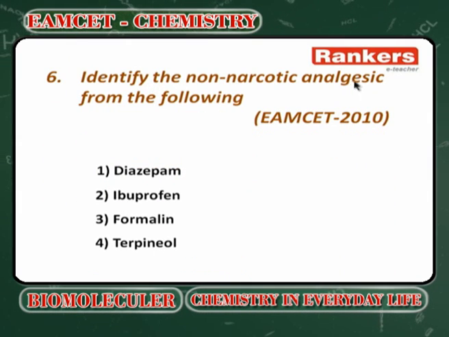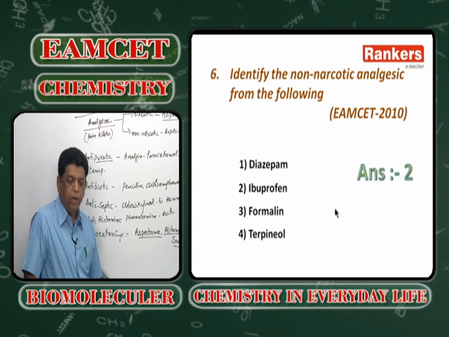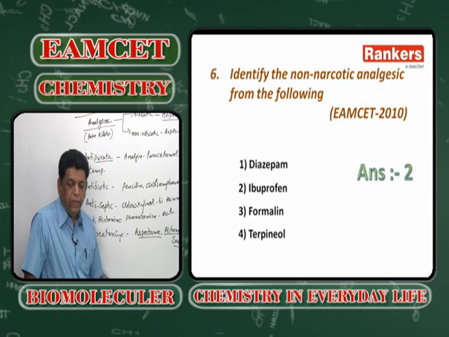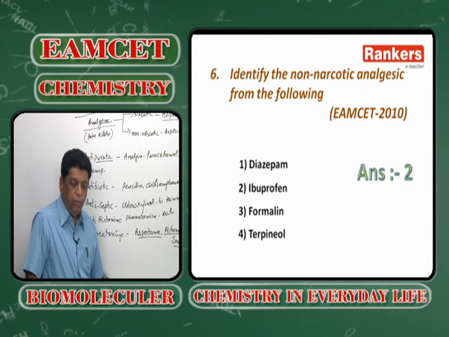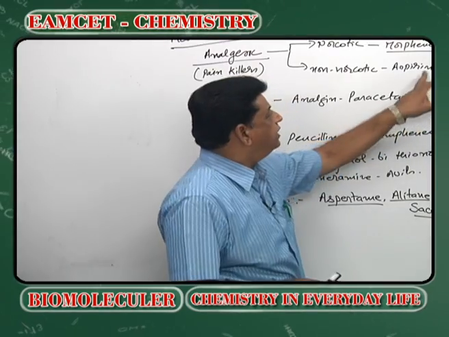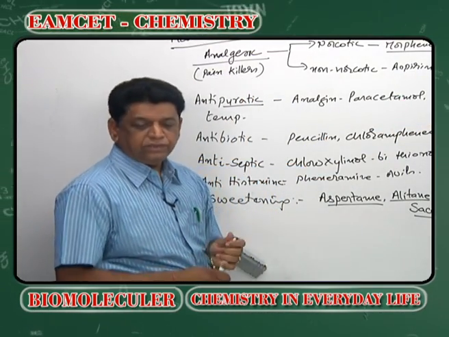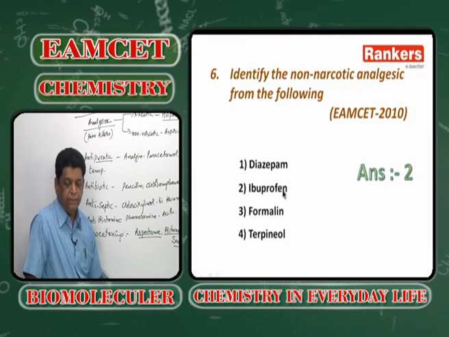Identify the non-narcotic analgesic from the following. I said narcotics are morphine, codeine, thebaine, and these are all narcotic drugs. Non-narcotics are aspirin and ibuprofen. From this, I think he has given one question. Ibuprofen is the non-narcotic analgesic, a painkiller. Next.